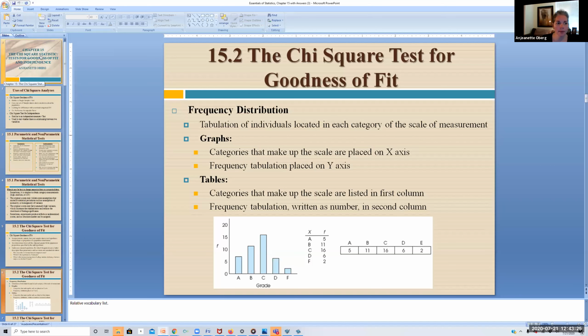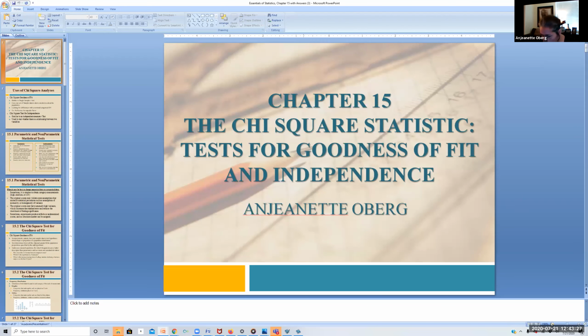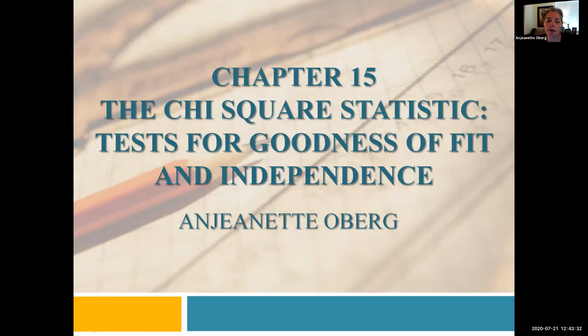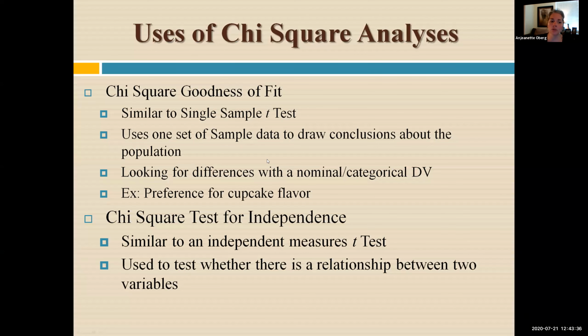When we're talking about chapter 15, we're talking about chi-square analyses. There's two different types of chi-square that you'll learn about in this chapter. We're going to talk about a chi-square goodness of fit, and we're going to learn about a chi-square test for independence. When we talk about a chi-square goodness of fit, it's very similar to a single sample t in that we're comparing a sample to a population. And so we have two different purposes for it, and I'll show you those.